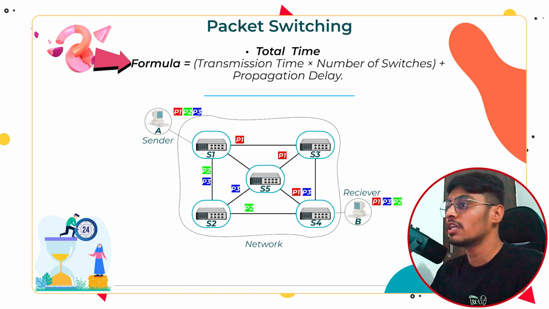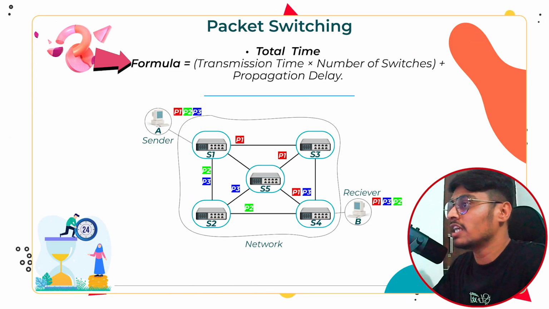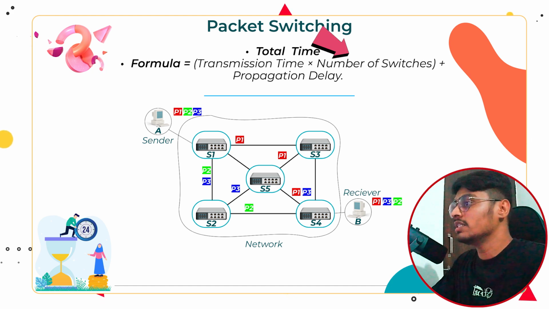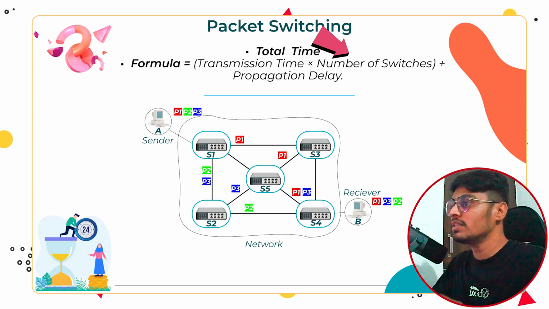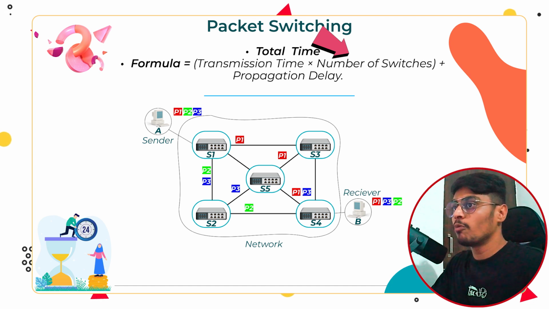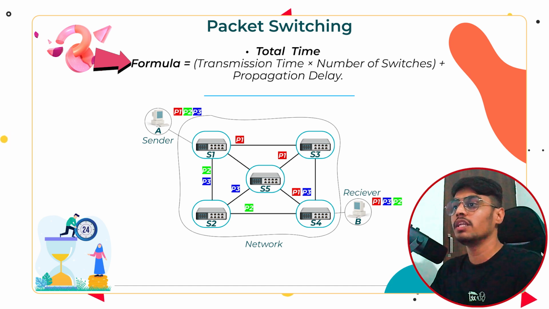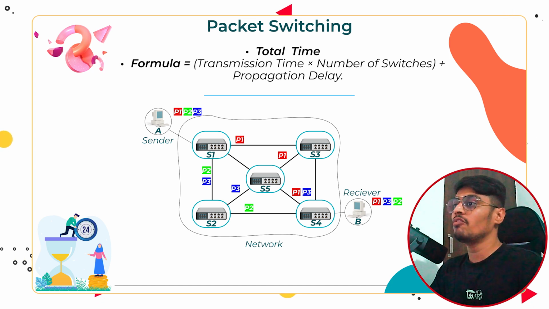Now, in packet switching, the total transmission time equals the transmission time multiplied by the number of switches plus propagation delay. Each switch in packet switching independently processes packets. Transmission time increases with more switches. Now, what is the formula of this? Transmission time into number of switches plus propagation delay. This is the formula of total time of packet switching.